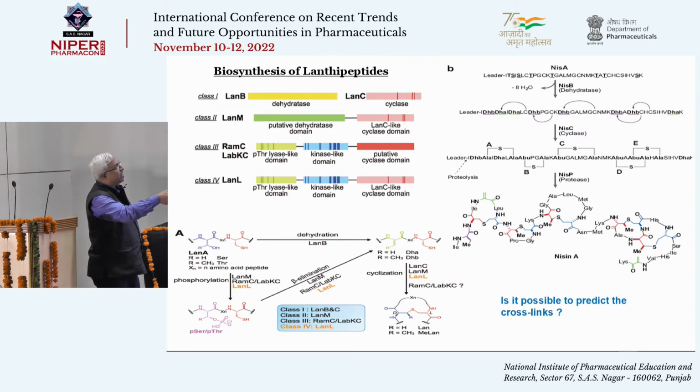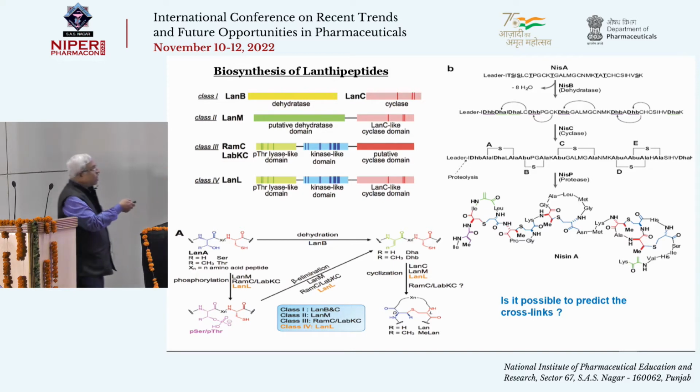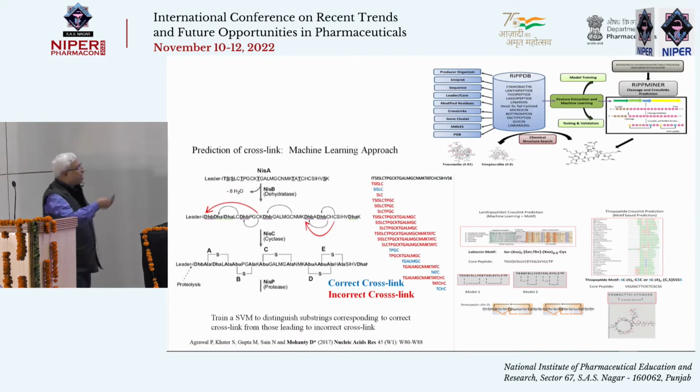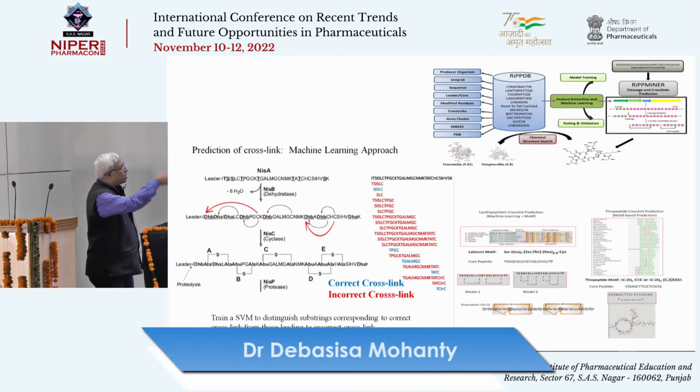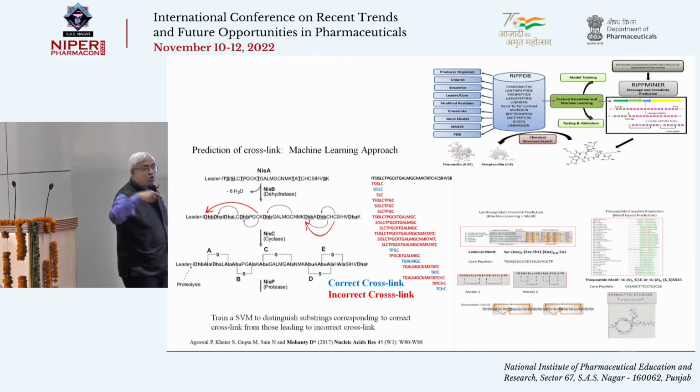Nisin is an example, which is a food preservative that is used, and this is the peptide. It has many cysteines and serines, and using the enzymes, the serines or threonines get converted to DHA or DHB, and another cyclase joins them, puts in the cross links, and you get this complex chemical structure. Theoretically you can assume that any cysteine will join to any serine or threonine, so you can say these are the cross-link patterns, but if you go to the examples which are characterized, you will get the correct cross-link pattern.